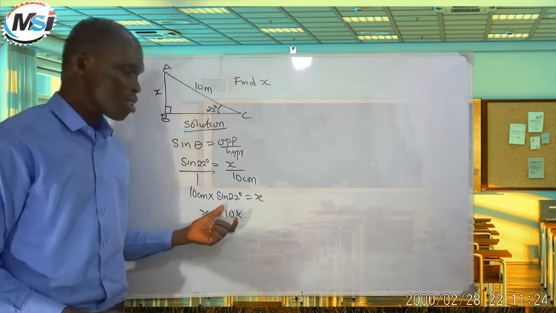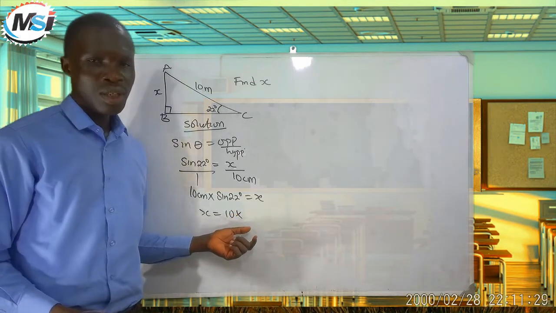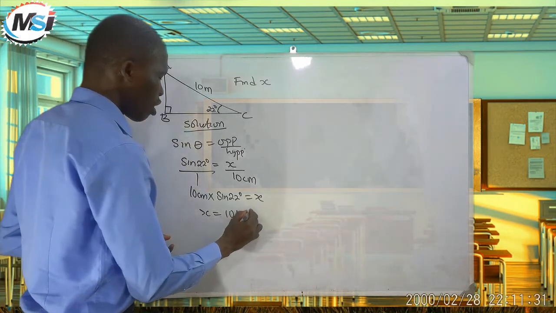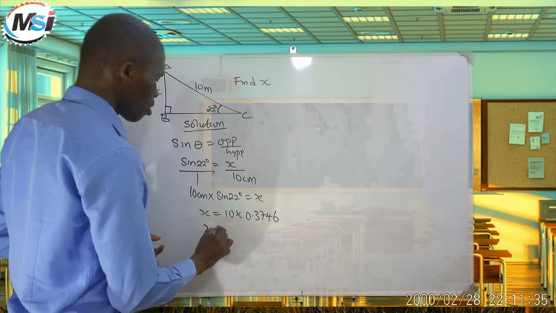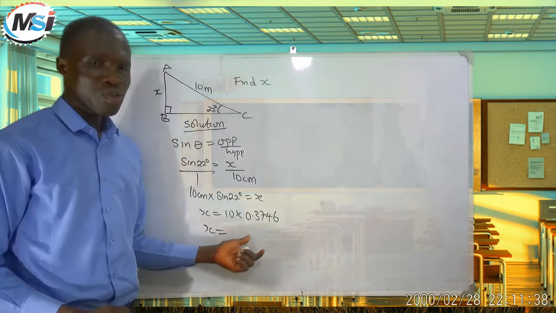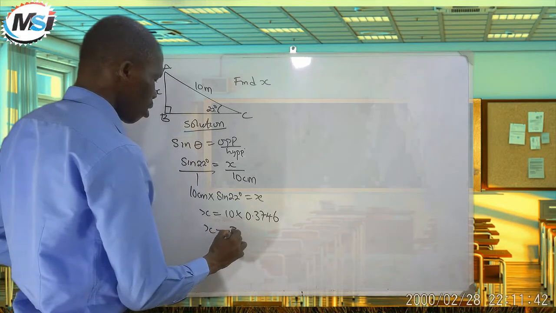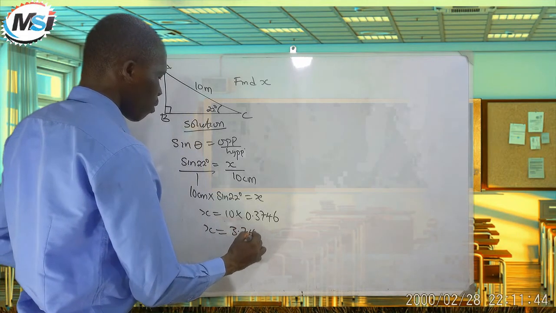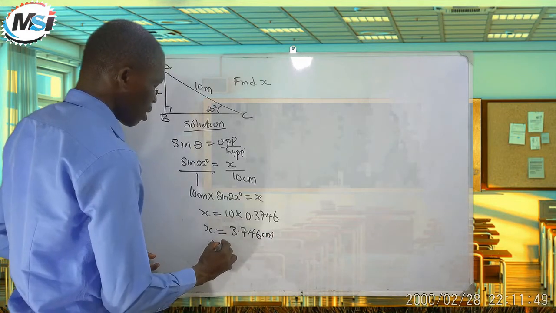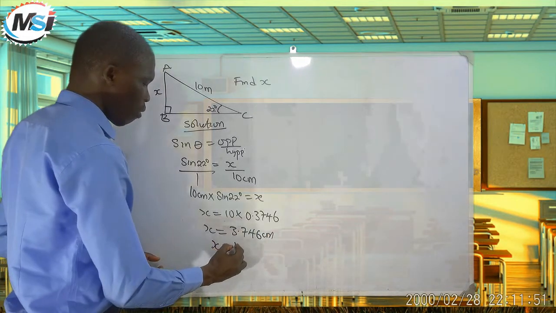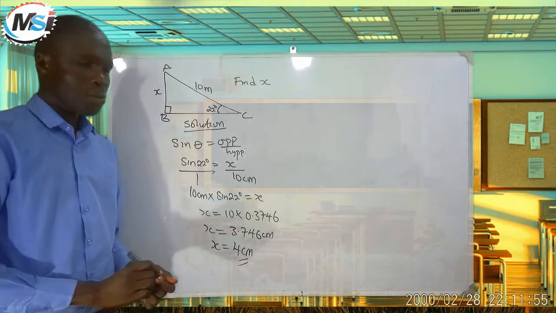If you press your calculator, sine 22 degree will give us 0.3746. So x will give us, if we multiply all through, 3.746 centimeter, which we can round up to 4 centimeter. I believe you understand that, right?